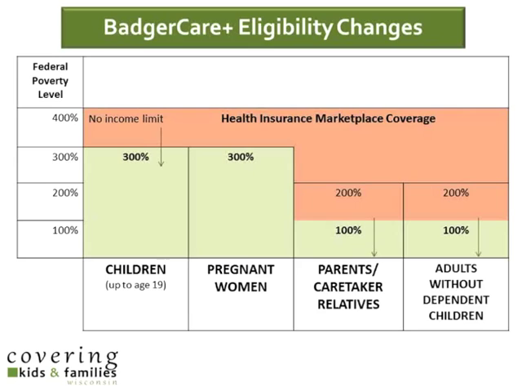So for example, children in a family that is at 300% of the poverty level or under are eligible for Badger Care Plus. Same thing with pregnant women. Whereas parents or caretaker relatives can only make 100% of the poverty guidelines and under to be eligible for Badger Care Plus.